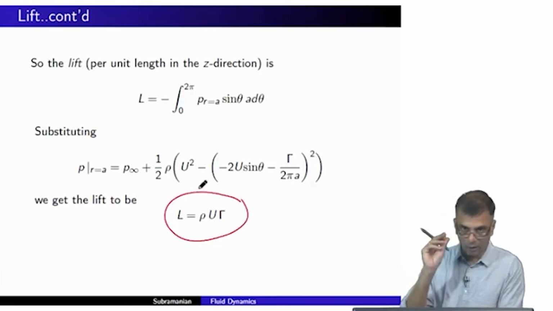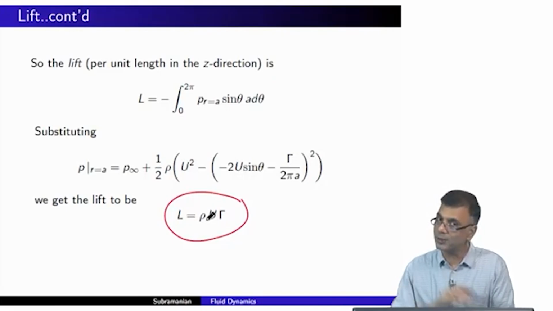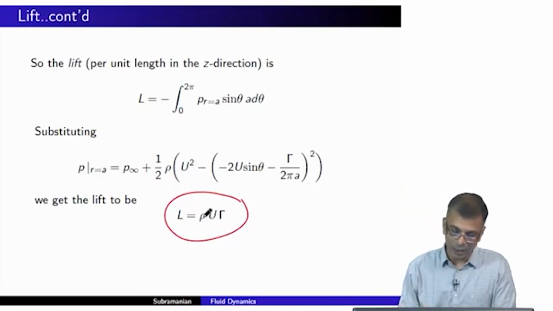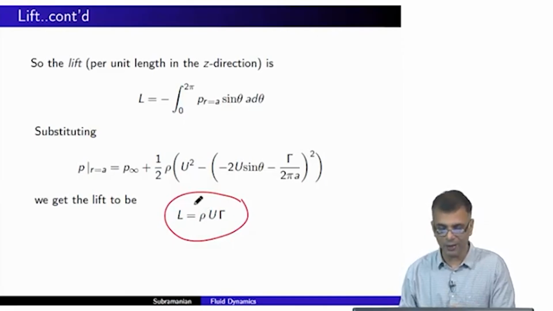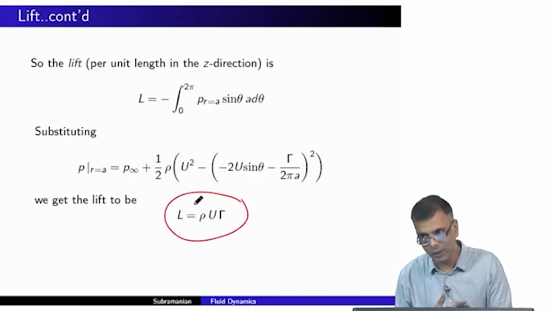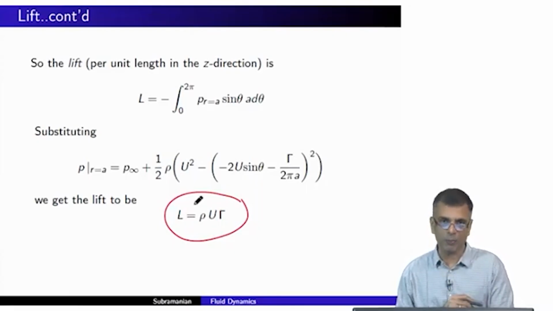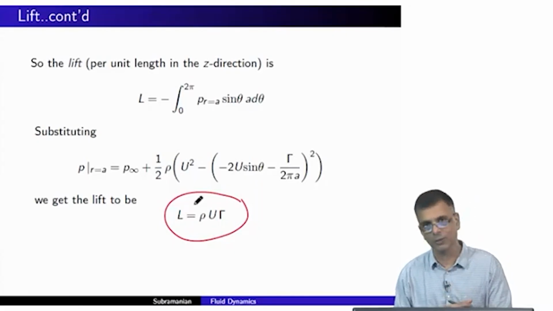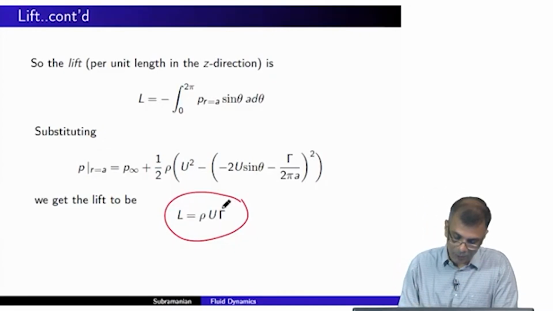It depends upon the velocity at infinity. Remarkably enough, it actually depends upon the velocity at infinity. It depends upon the density of the fluid, which you would sort of guess. If the fluid is less dense or more dense, the lift would be proportional to that. This you can guess from intuitive considerations as well. And not surprisingly, it depends upon the circulation.